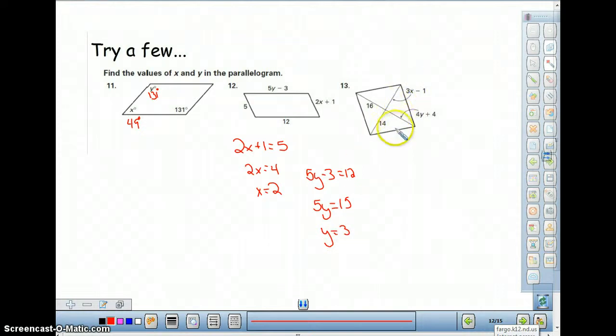Okay, same thing when they bisect each other. Here we have 3x minus 1 equals 14, x equals 5, and then in this case we've got this diagonal, so 4y plus 4 equals 16, and y is going to equal 3.